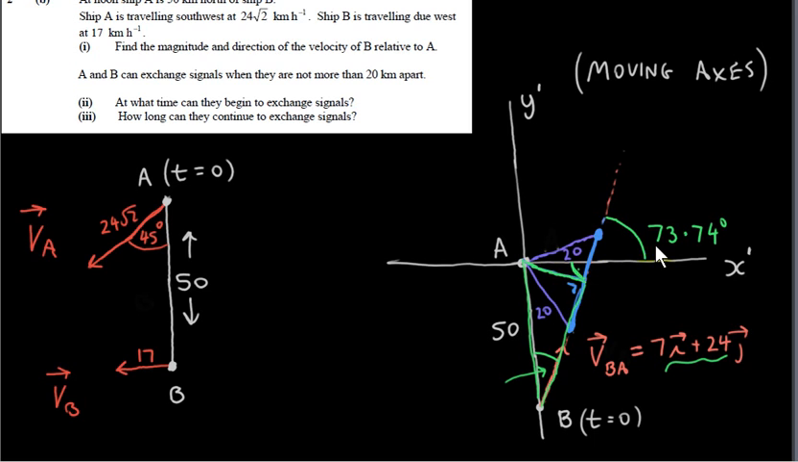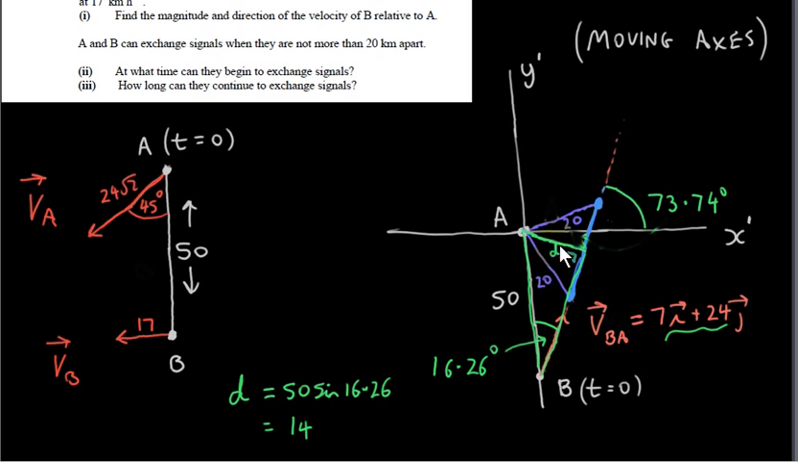This angle here is also 73.74. These are vertically opposite angles, so these angles are the same. And of course the three angles in this white triangle, I'm actually looking at this triangle, add up to 90. So if this is 73.74, then we have to take from 90 to find this angle here.